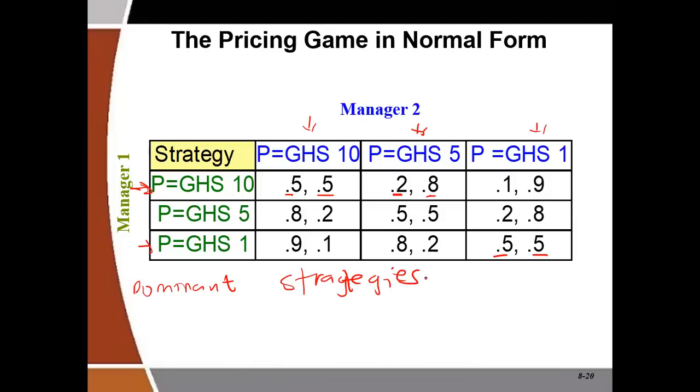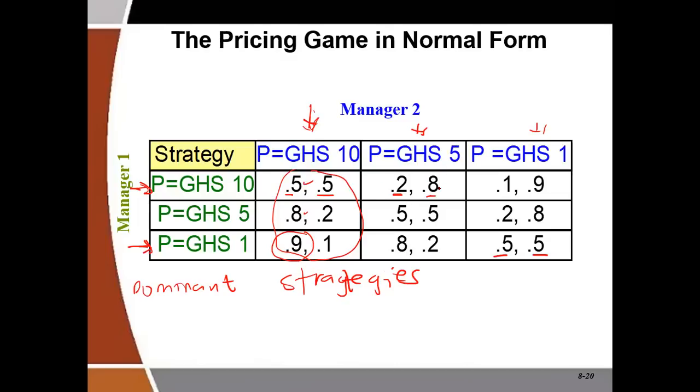Remember that the dominant strategy is the strategy that will yield the highest payoff to a player, no matter what the other player, or no matter what his opponent, will play. So here, looking at this table, if player 2 plays 10 cedis, okay, the best response of player 1 should be within this column. The best response of player 1 is to play 1 cedi, because 90% market share is better than 80% and is better than 50%.